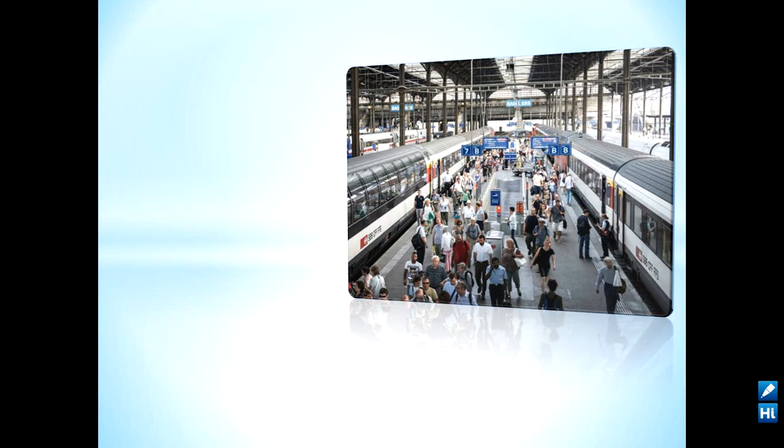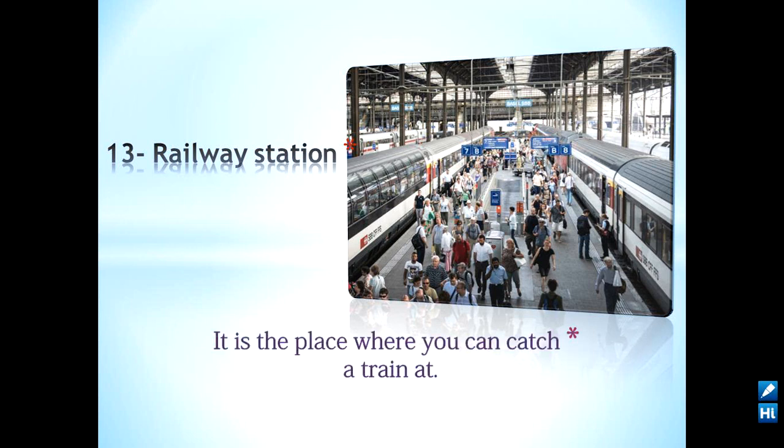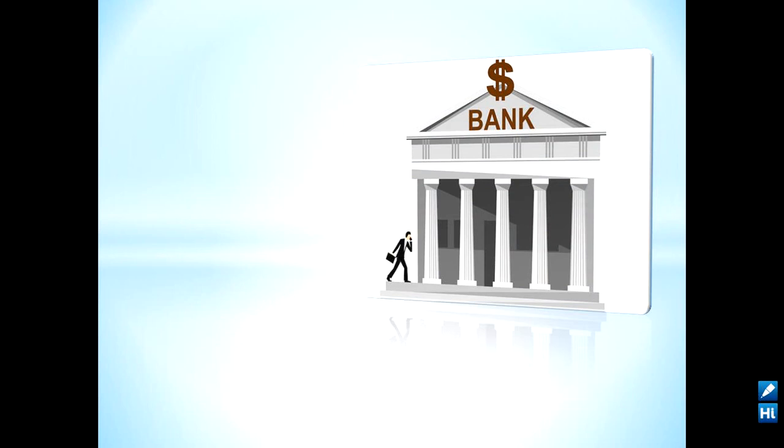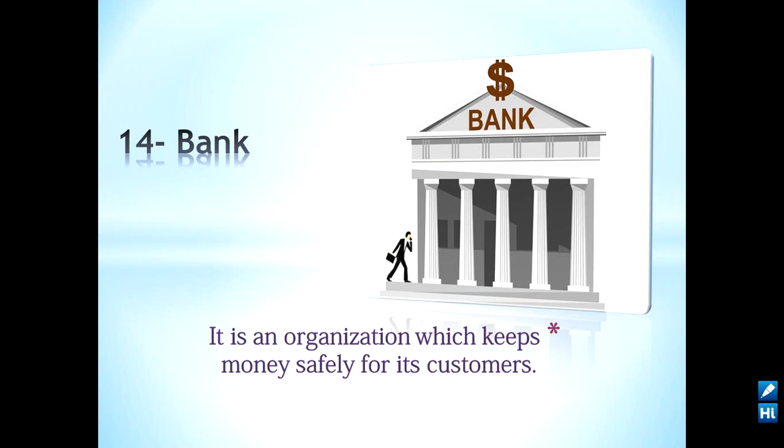This is a railway station. What is a railway station? Yes, as you see in the picture, there are trains and people. This is a place where people can catch a train. The picture is very clear. This is a bank. Okay, what can we do in banks? Or what is the meaning of bank? The definition of bank is an organization which keeps money safely for its customers.